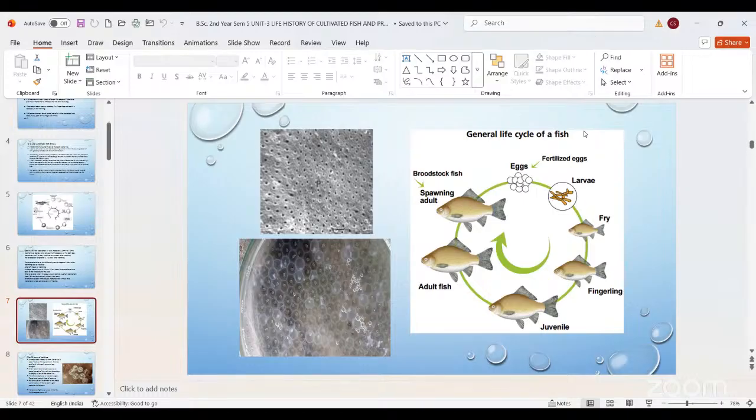Now, this is a general life cycle of a fish. Fertilized eggs get converted into larvae. Then the larvae change into fry. Then it converts into fingerling. Then the next stage is called juvenile. Juvenile changes into adult fish, and then it attains the spawning adult stage. Then again it starts laying eggs. This is how the eggs of a fish look.